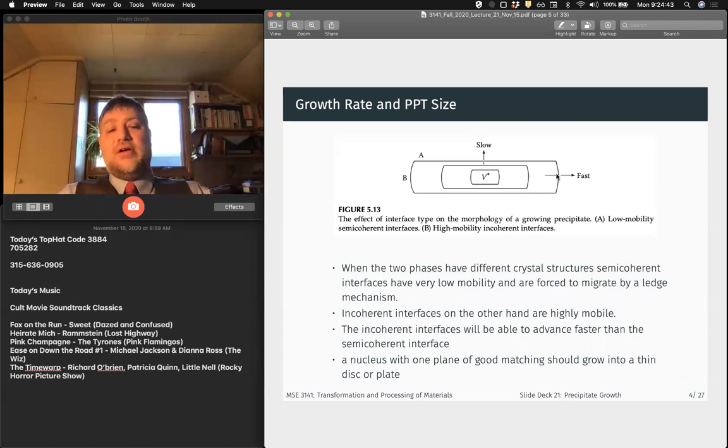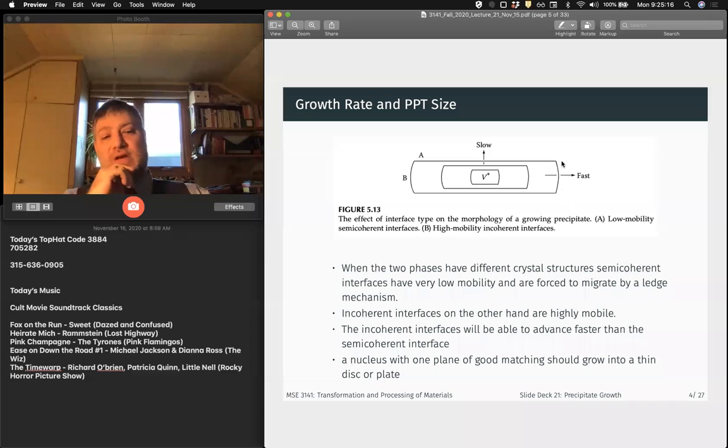What does incoherent mean, right? It means that there's no atomic correspondence across this interface. So that means that there's a high amount of free volume here. There's a large way that we can accommodate the atoms shuffling around, right? Whereas when we have a semi-coherent or coherent interface, there is an atomic correspondence, right? That means we don't have a significant amount of free volume at this interface, right?